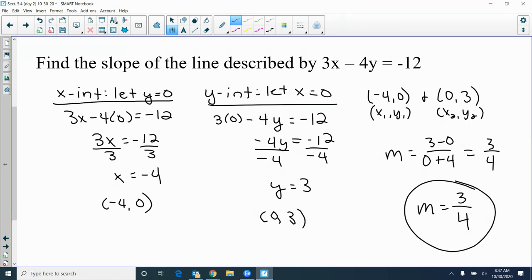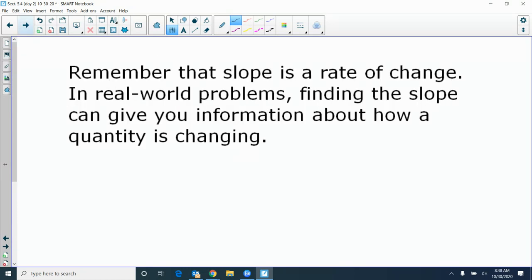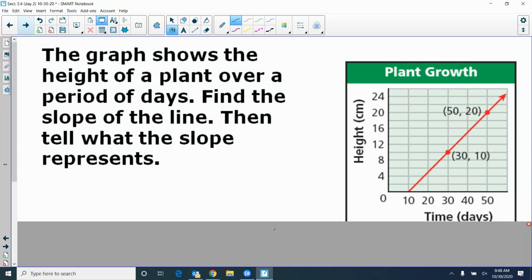So find your x-intercept, find your y-intercept, then use the procedure we just did with the bell work for that one. Now that one on the bottom. Slope is actually used in multiple situations to describe scenarios. It can give us information about how a quantity is changing. In this case, this graph shows the height of a plant over a period of days. Find the slope of the line and then tell what it represents.